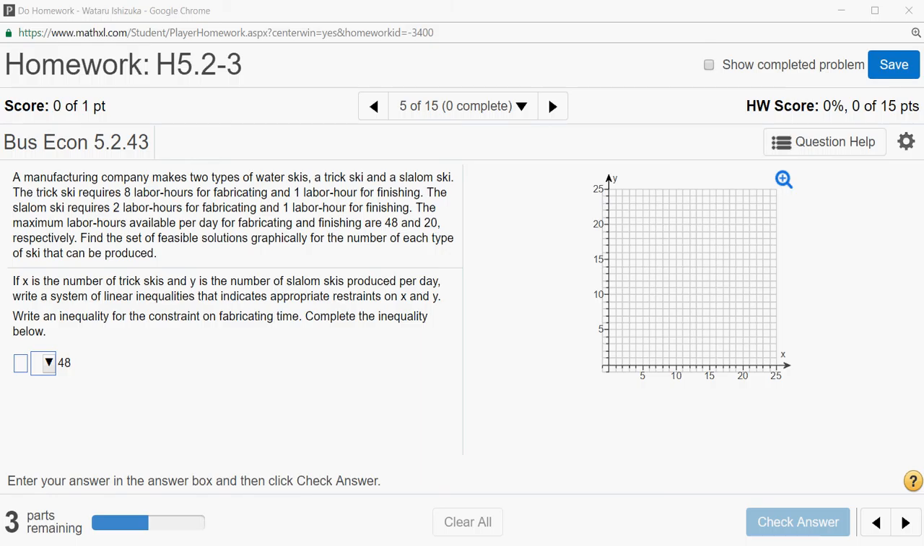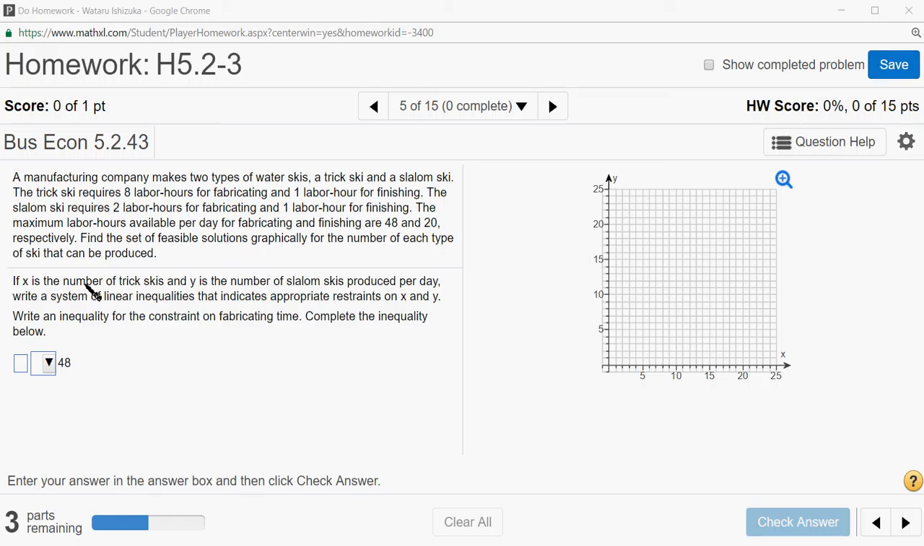Okay, let's look at homework 5.2, 5.3, problem number 5. A manufacturing company makes two types of water skis, the trick ski and the slalom ski. The trick ski requires 8 labor hours for fabricating and 1 labor hour for finishing. The slalom ski requires 2 labor hours for fabricating and 1 labor hour for finishing. So let's answer this question.